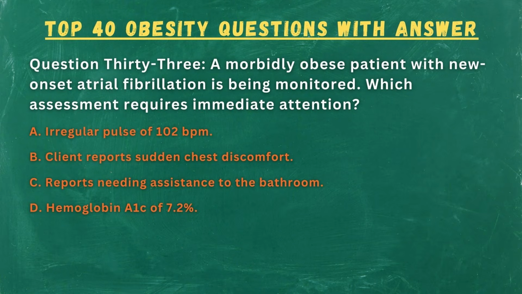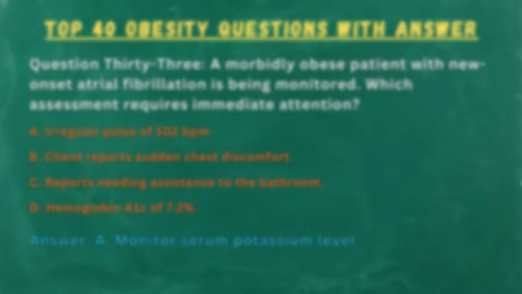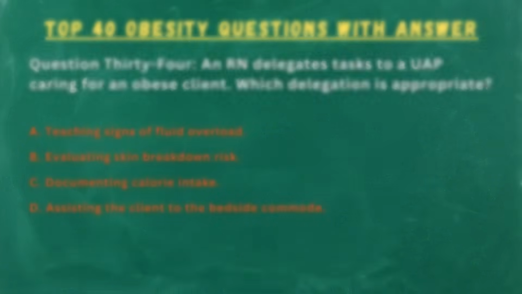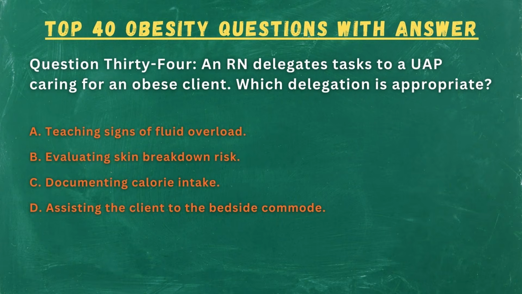A. Irregular pulse of 102 BPM. B. Client reports sudden chest discomfort. C. Reports needing assistance to the bathroom. D. Hemoglobin A1C of 7.2%. Answer. B. Client reports sudden chest discomfort. Question 34. An RN delegates tasks to a UAP caring for an obese client. Which delegation is appropriate?